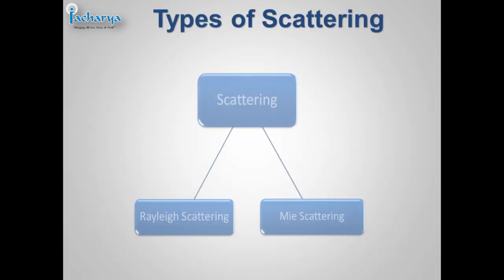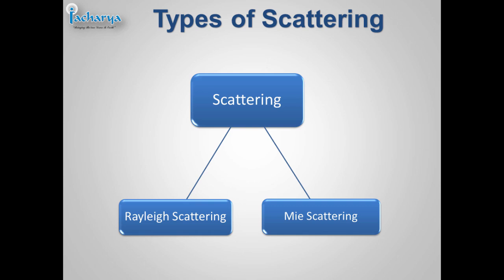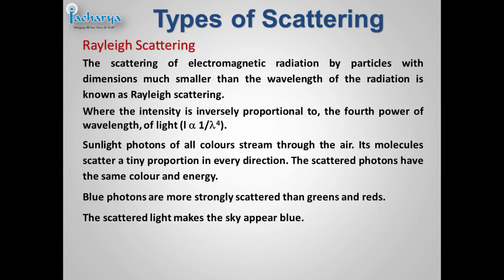Types of scattering. Scattering is classified into two types. Rayleigh scattering. The scattering of electromagnetic radiation by particles with dimensions much smaller than the wavelength of the radiation is known as Rayleigh scattering, where the intensity is inversely proportional to the fourth power of wavelength of light.